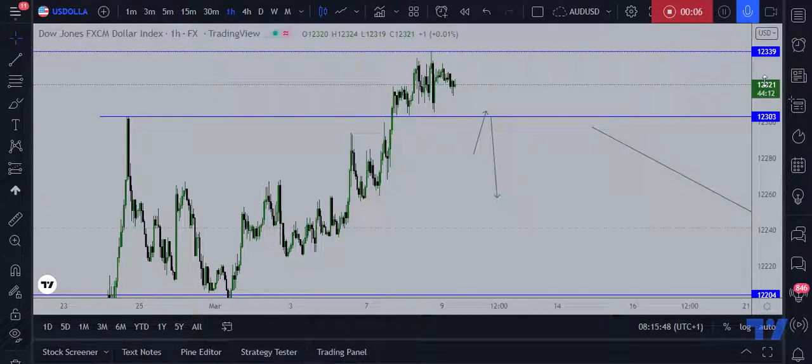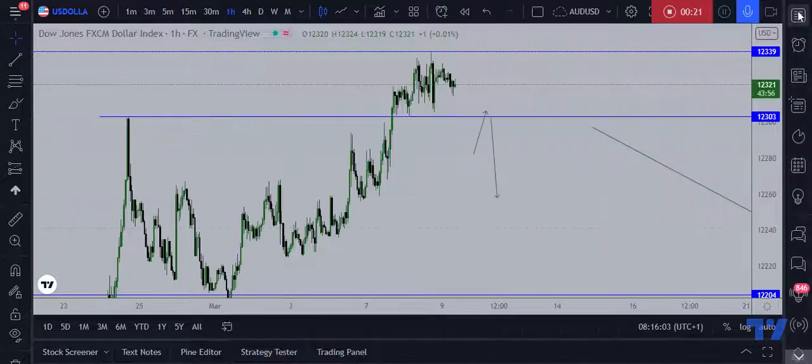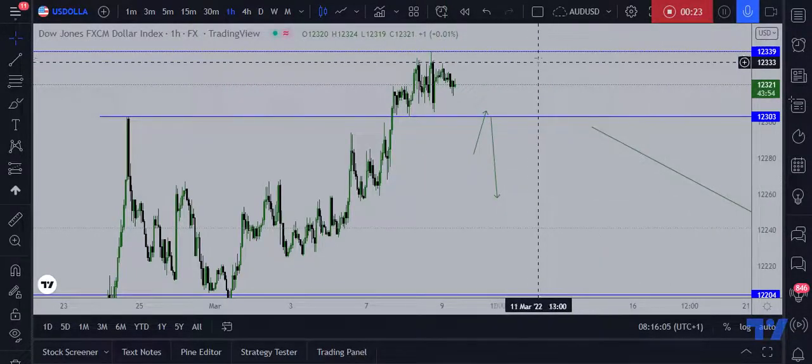This is Wednesday 09/03 2022, and I'll be breaking down some pairs for you guys, which will include US dollar, Euro USD, GBP JPY, GBP USD, and Bitcoin and gold. So I'll be giving you the breakdown of these pairs.